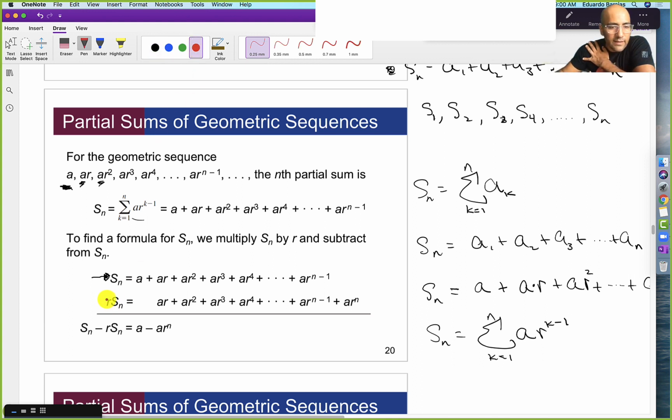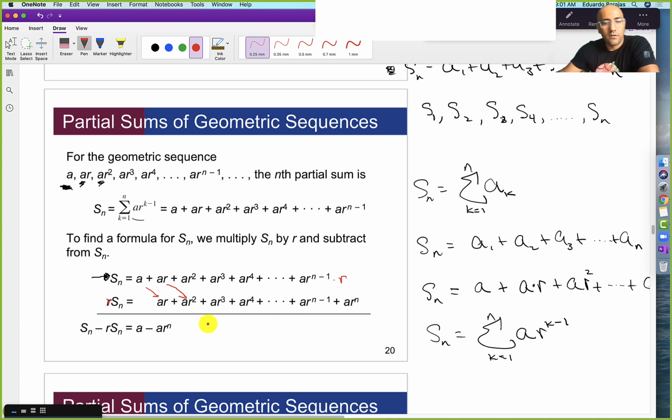Let's multiply the left-hand side by r, so we'll end up with r times s of n. And if we multiply the right-hand side by r, we end up with a times r, which is going to be this first term. And then if we multiply by r, we get ar squared, right? So each one of these terms gets an extra power of r when we multiply both sides by r. And that's where this comes in. Looking at the last one, the original formula had ar to the n minus 1, but if we multiply by one more copy of r, we'll end up with just ar to the nth power.